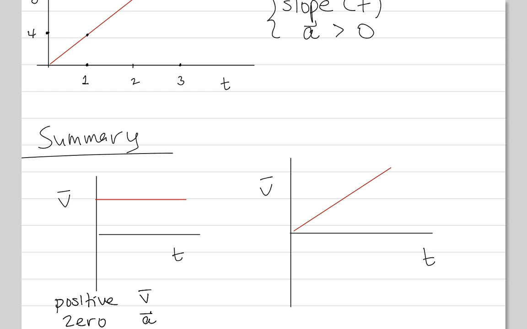Positive or negative velocity? Why is it positive? Above the x-axis. Good. Zero acceleration or some acceleration? Positive acceleration because the slope is positive. Good. So positive acceleration. What's happening to your velocity? This graph, as time goes on to the right, you can follow my pointer. As time goes on to the right, what's happening in the y-axis? You're going up. So as time goes on, your speed is going up. You are speeding up.